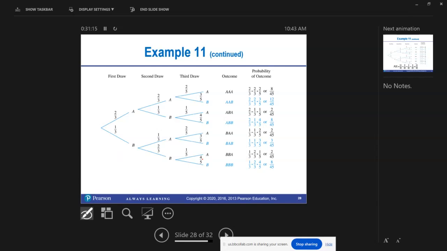So to figure out our outcome, like to figure out if we would actually draw an A, I would multiply 2/3 times 2/3 times 2/5. To figure out if I would draw A-A-B, then I follow this path: 2/3, 2/3, and 3/5, and so on.